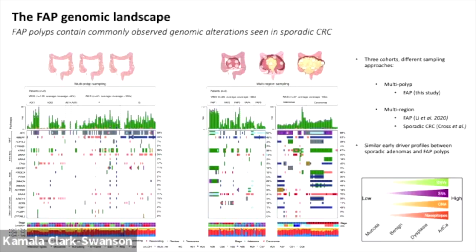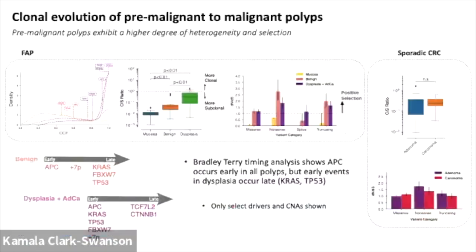I'm not going to bore you with the genomic landscape, because I don't think many of you will be too interested. What I do want to say is that the FAP genomic landscape mirrors what we see in sporadic colorectal cancer, where somatic alterations increase from benign to adenocarcinomas. What we're really interested in is the clonal evolution of these pre-malignant tissues to the malignant polyps.